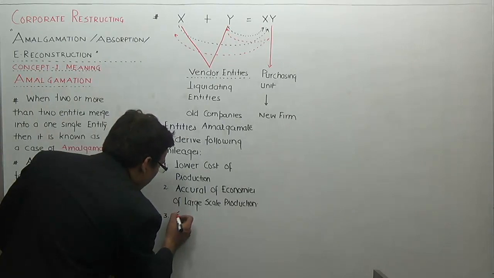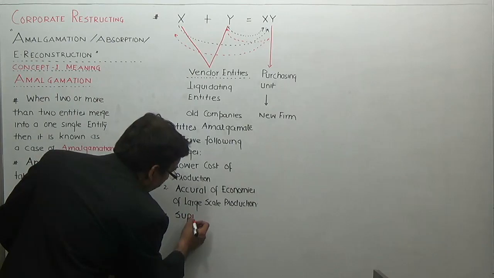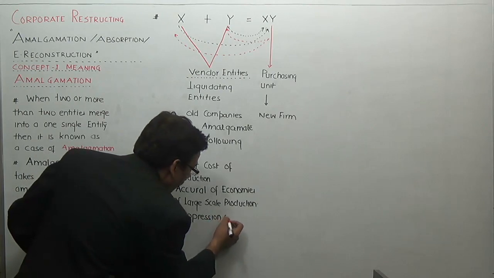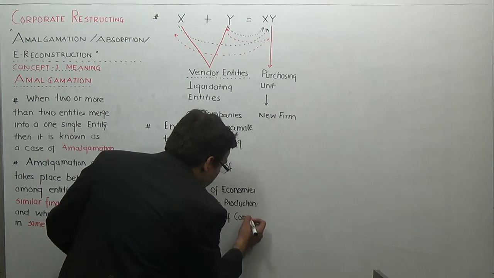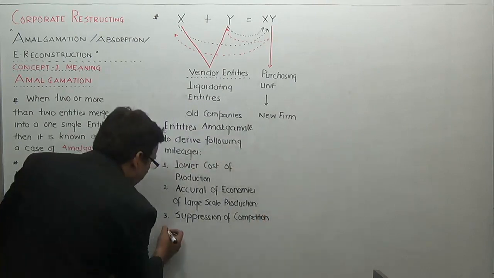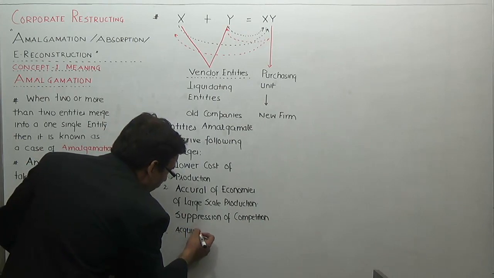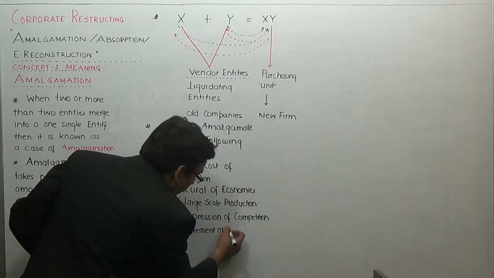So we can say suppression of competition. Suppression means wiping out of competition. Through amalgamation, they can wipe out the entire competition from the market, and this will help them gain complete monopoly, no doubt about that. So point number four is acquirement of monopoly. In fact, the third and fourth points are linked with each other.